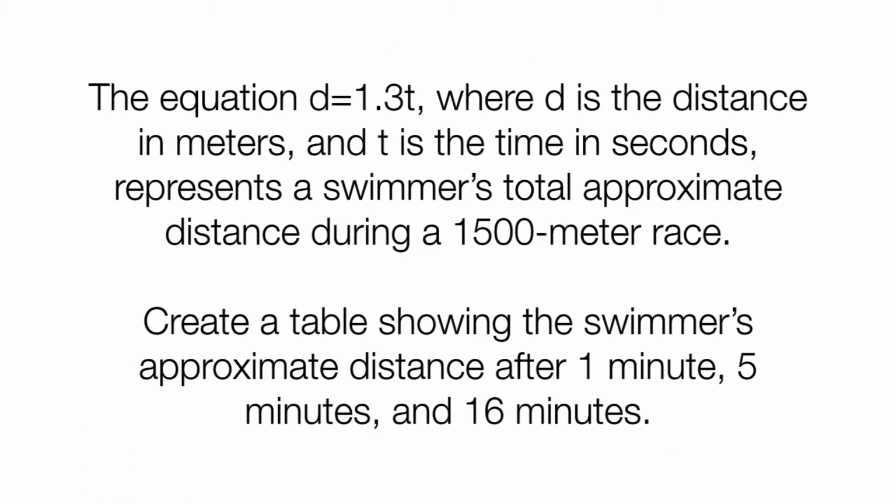The equation d is equal to 1.3 times t, where d is the distance in meters and t is the time in seconds, represents a swimmer's total approximate distance during a 1500 meter race. Create a table showing the swimmer's approximate distance after 1 minute, 5 minutes, and 16 minutes.